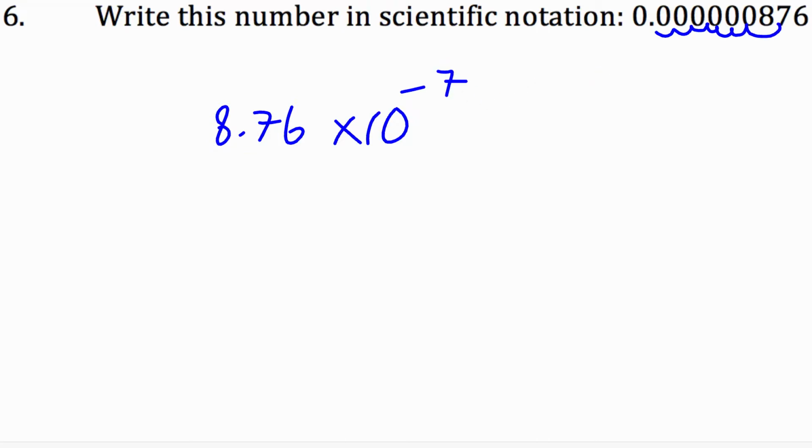Okay, next one. Write that number in scientific notation. You have to move the decimal so it's right behind the first non-zero number. So it'll be 8.76 times 10. It's a very small number, so the exponent will be negative. And then it's 1, 2, 3, 4, 5, 6, 7 places I had to move it. So 8.76 times 10 to the minus 7.